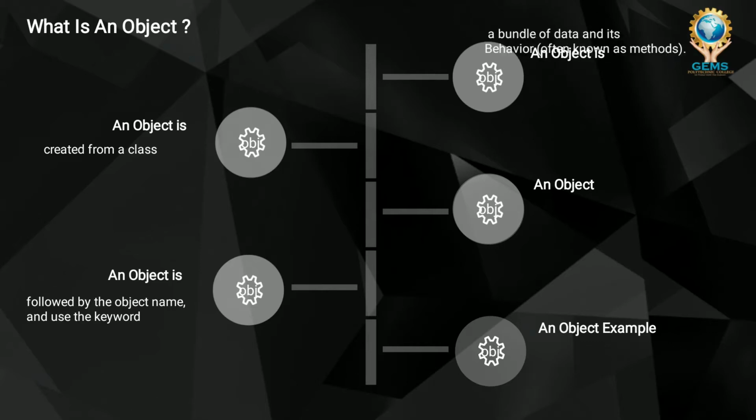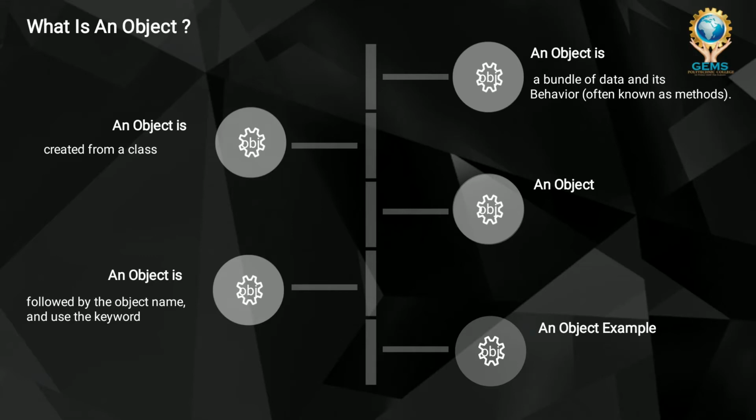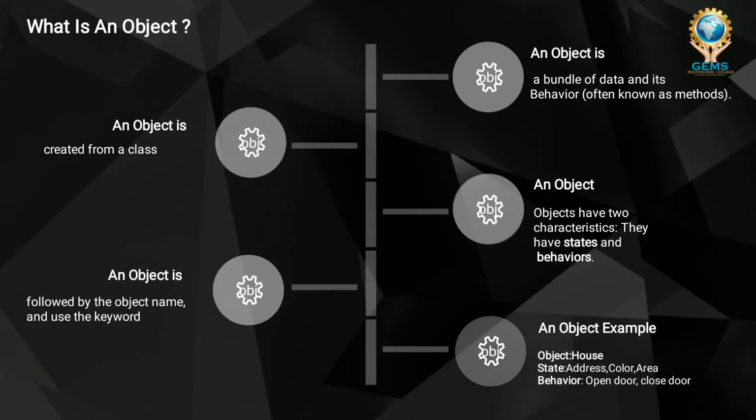Then an object is a bundle of data, and its behavior is often known as a method. So we can say an object is a bundle of data. An object is state and behavior. So an object contains state and behavior. For example, take a house as an object, and address, color, area we can consider as the state, and opening the door, closing the door are the behavior of that house.